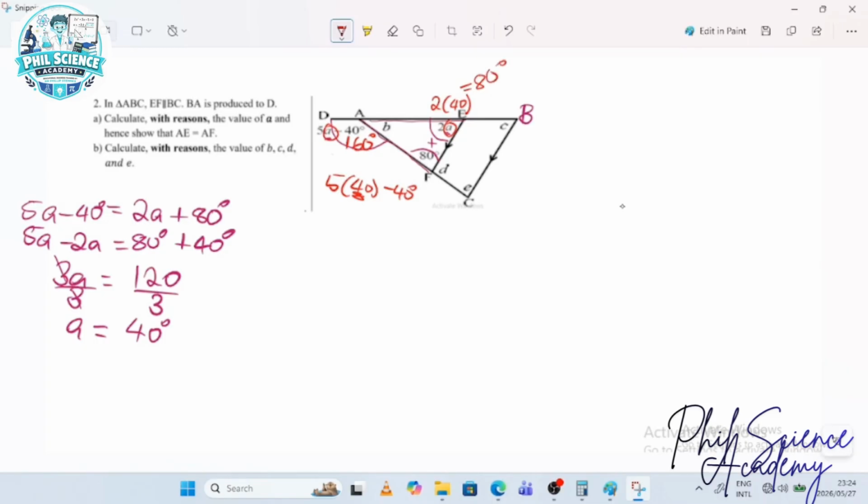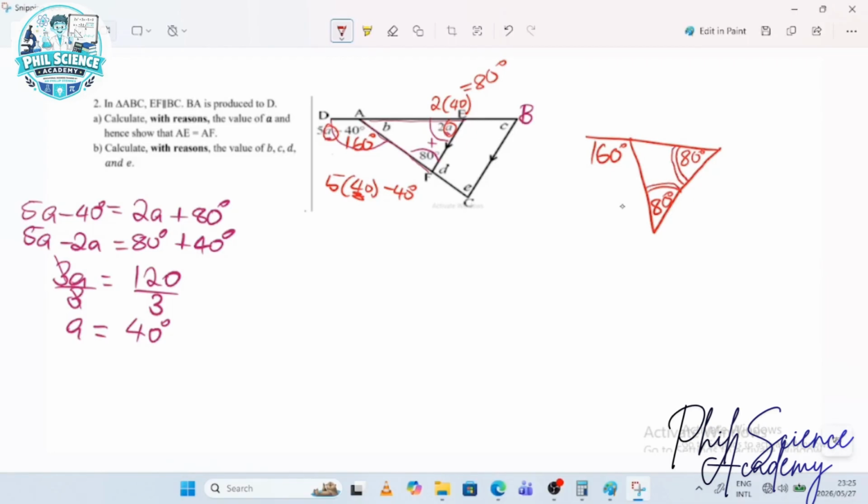So now we have a new shape. This shape is like this, and we have 160 degrees here, 80 degrees here, and also 80 degrees here. And then we can see that these two angles are equal.